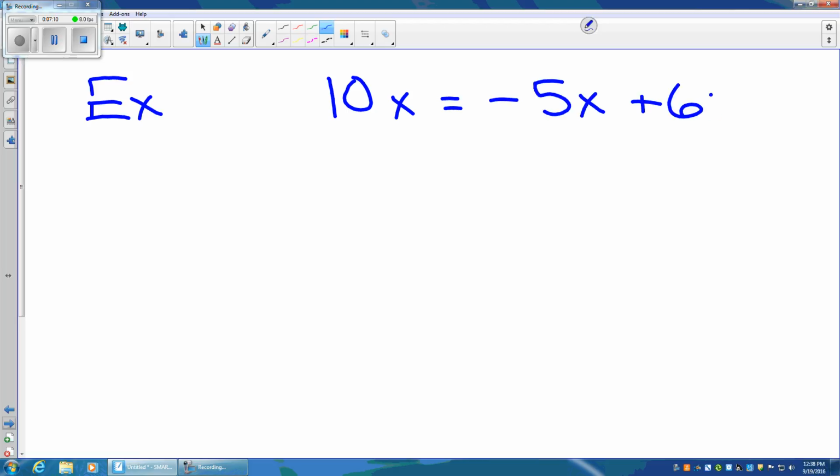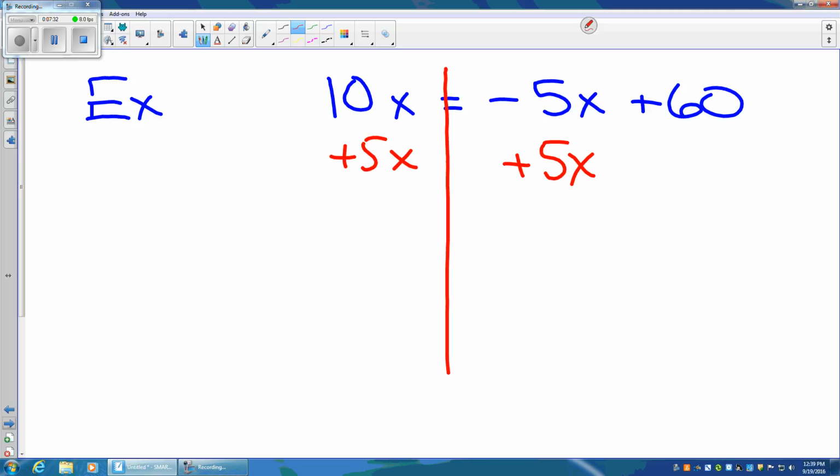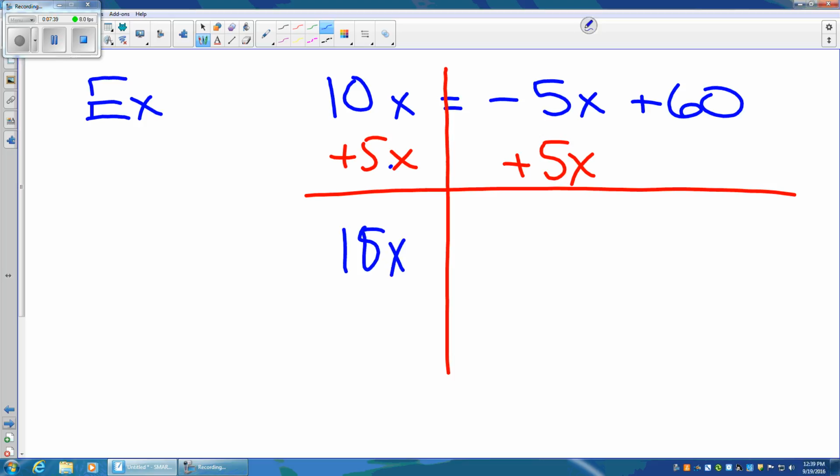The first one is, what do I do if there's a negative amount of something, like negative 5x? How do I take that away from the problem? Well, how do I make that 0? I'm going to add 5x. But if I add 5x to one side, I also have to add 5x to the other side. And now when I do that, 10x plus 5x gives me my 15x's. Okay? Let me fix that up a little bit, 15x.